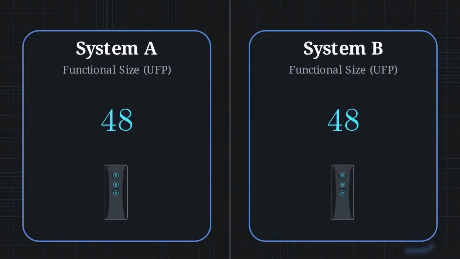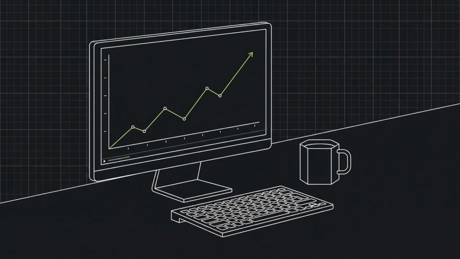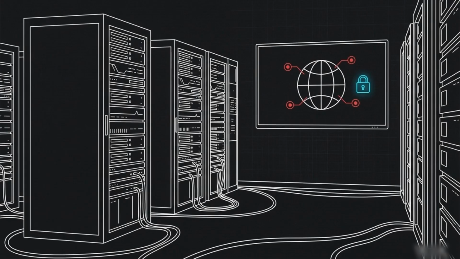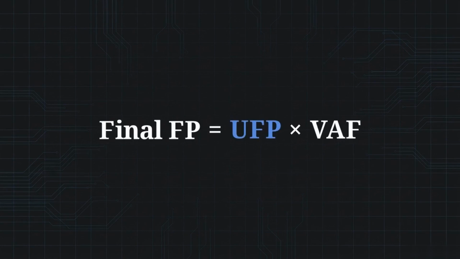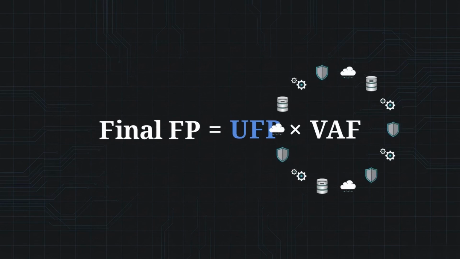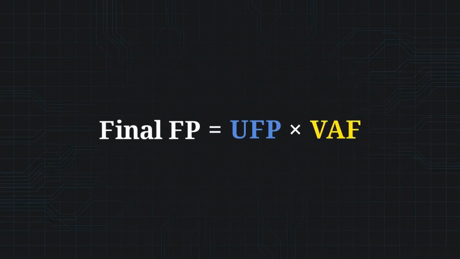2 systems might have the exact same functional score of 61, but require different development efforts. One might be a simple internal tool, while the other requires heavy encryption, continuous backup recovery, and massive distributed data traffic. To account for these environmental demands, we apply a multiplier called the Value Adjustment Factor, or VAF. This factor is calculated by scoring the system against 14 general characteristics, allowing us to mathematically adjust for non-functional complexity.